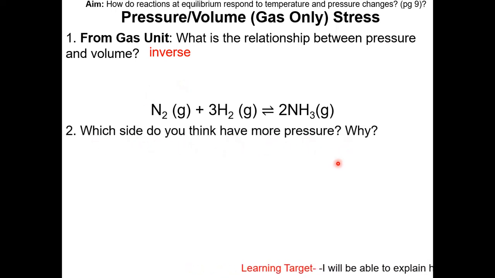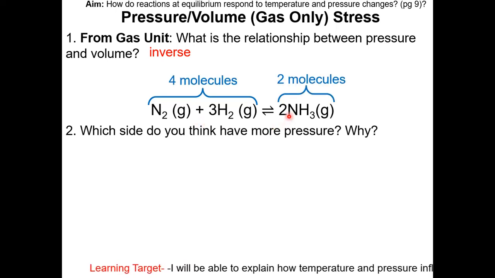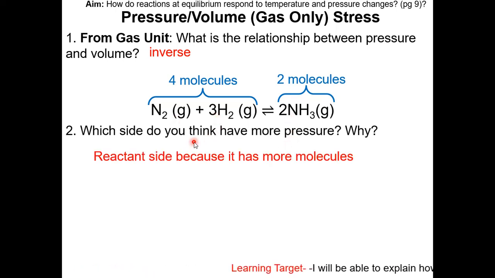To figure this out, you have to count the number of substances that are gases in the chemical equation. On the reactant side, there are 4 molecules that are gases. On the product side, there are 2 molecules that are gases. Since the reactant side has more molecules, it will exert more pressure.